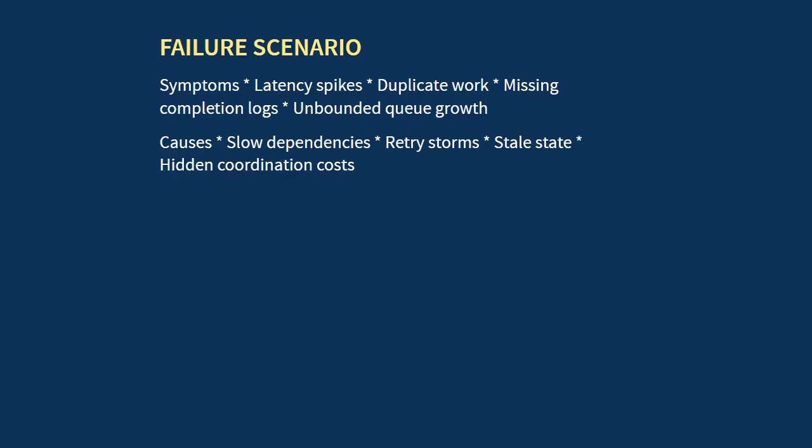So the failure becomes visible in a recognizable shape: latency spikes, duplicate work, missing completion logs, and queues that never drain. Those symptoms usually come from slow dependencies, retry storms, stale state, or hidden coordination costs. Is the bug in the code path itself, or in the fact that the code never defended against pressure? Usually the second one. The baseline can look healthy until stress exposes the weak assumption, which is why we need repeatable pressure tests rather than one success screenshot.